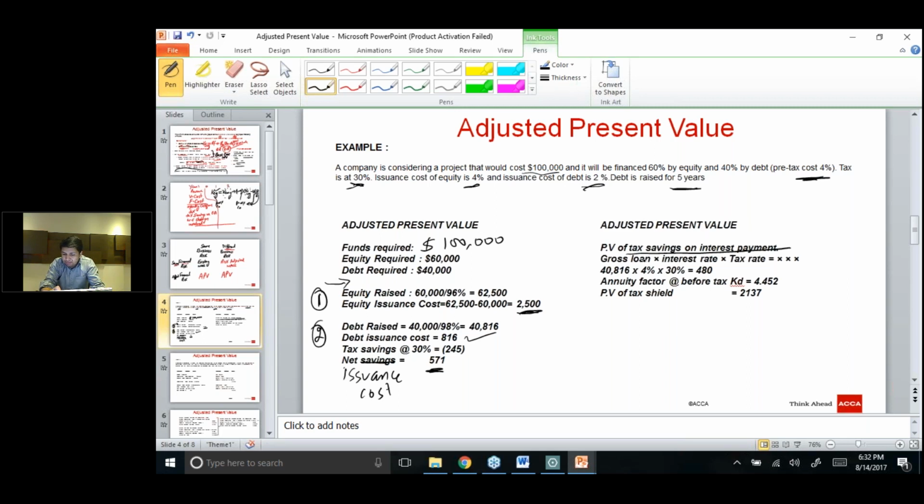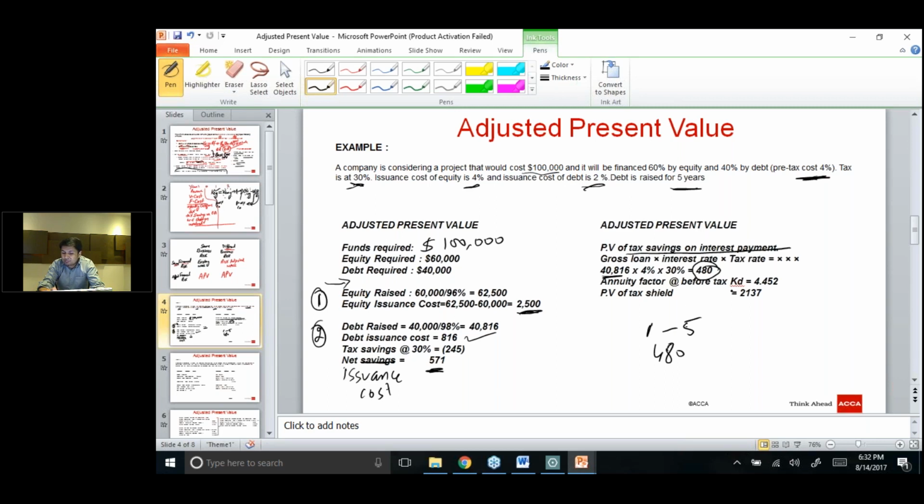So gross loan into interest rate into tax rate. We have raised $40,816. Interest rate is 4%. Tax rate is 30%. So every year the tax saving is $480. For years 1 to 5, the tax saving is $480. So we are going to discount this $480 for a definite time period of 5 years using the annuity factor.